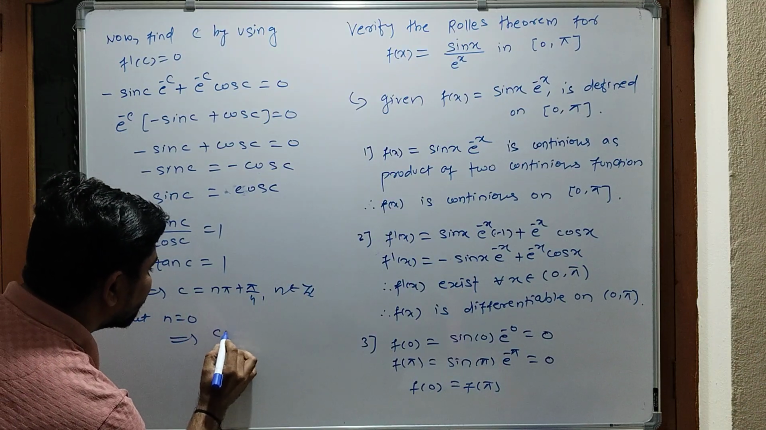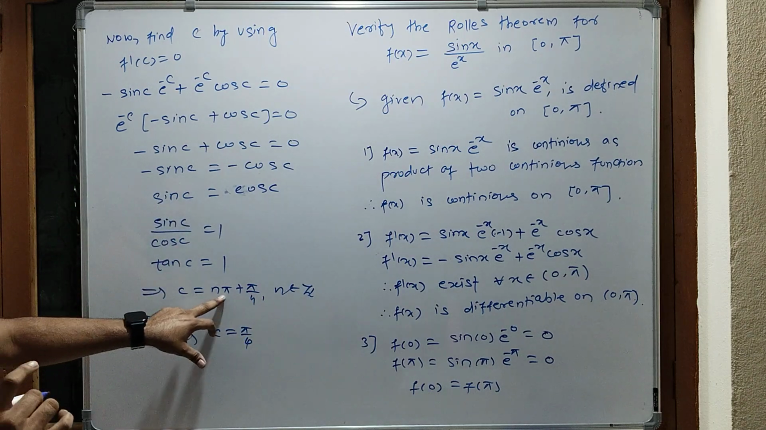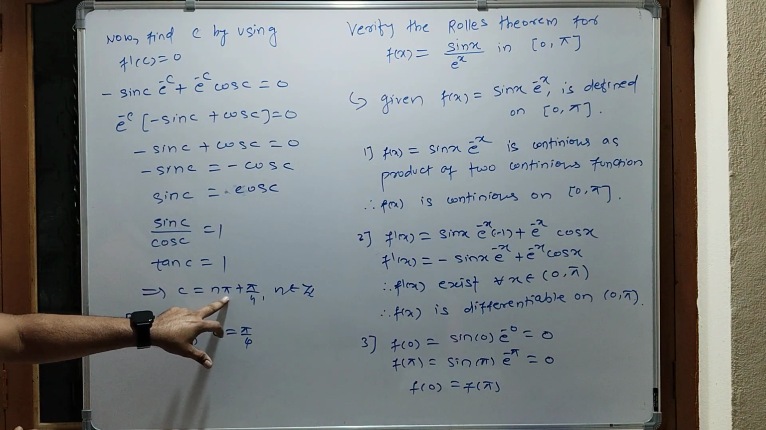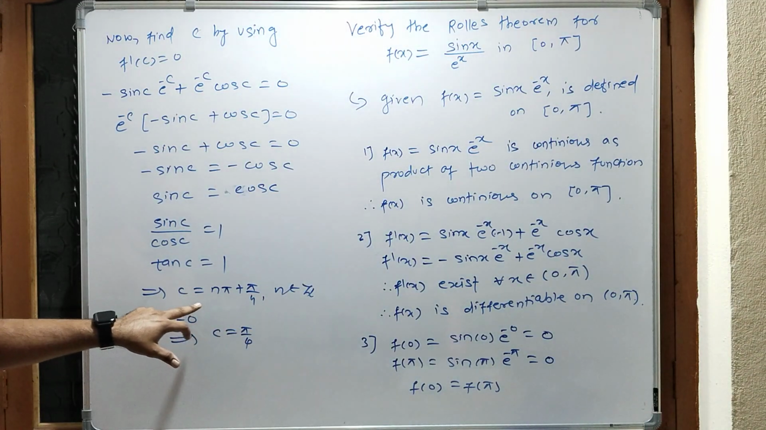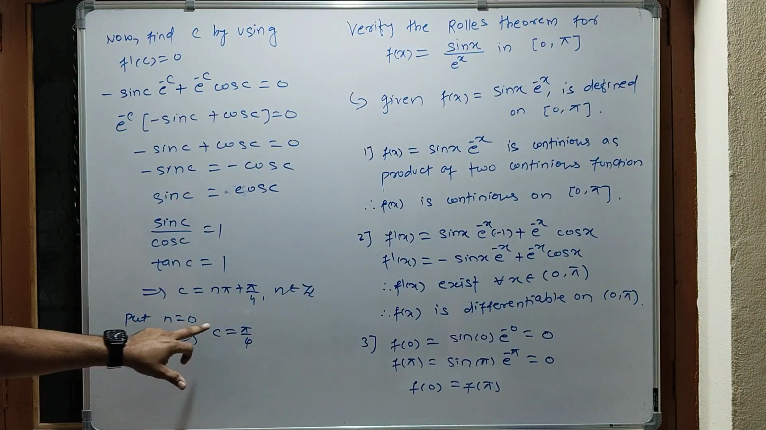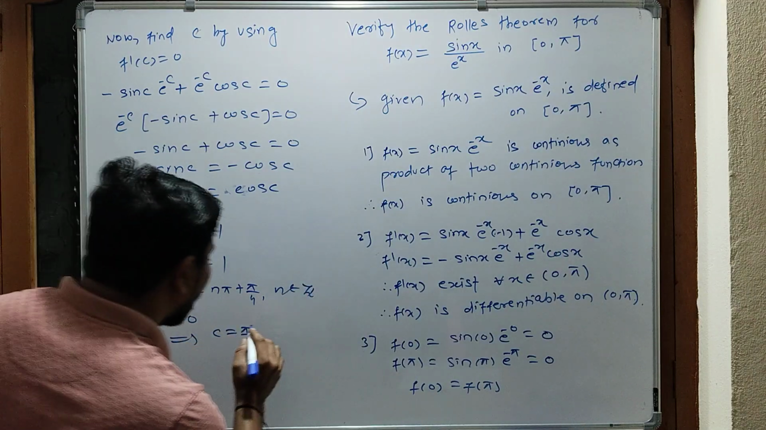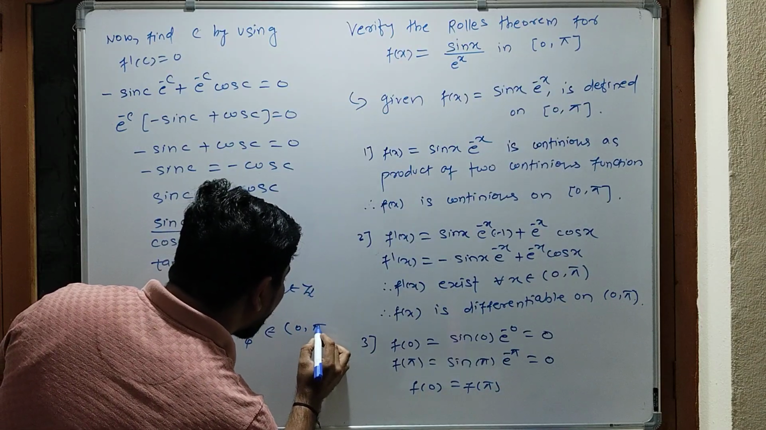Now put n equal to 0 here. This implies that c equal to pi by 4. So this is the sequence of numbers. You put n equal to 0, 1, 2, 3. Here n belongs to the set of integers, you can put anything, n equal to minus 1, 2, anything. Here for n equal to 0, c equal to pi by 4, and that pi by 4 belongs to the open interval 0 to pi.